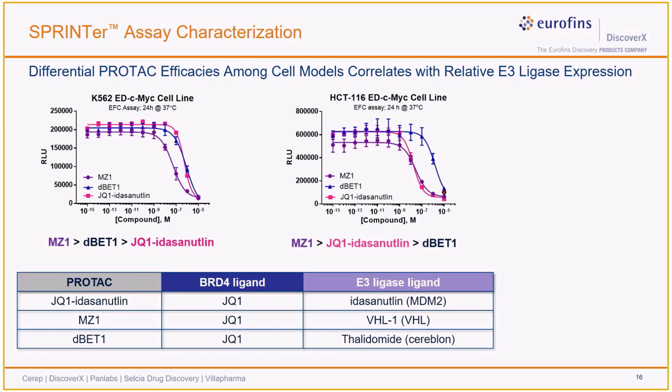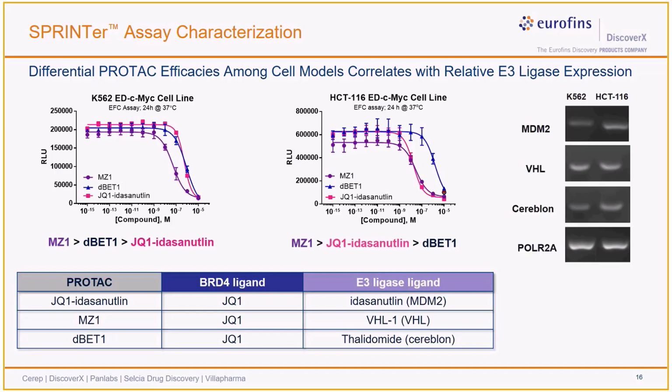The low potency of the Nutlin-based PROTAC in K562 cells might be due to the low abundance of MDM2 in the K562 cell line, shown here in this expression data, while other E3 ligases such as VHL and cereblon show similar expression levels between K562 and HCT116 cells, and their related PROTACs also show similar potencies between these two cell lines. This result suggests that it is important to choose a cell line with relevant expression of the E3 ligase that you are targeting.